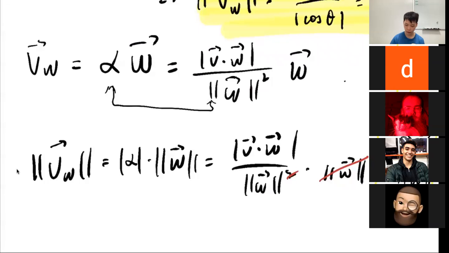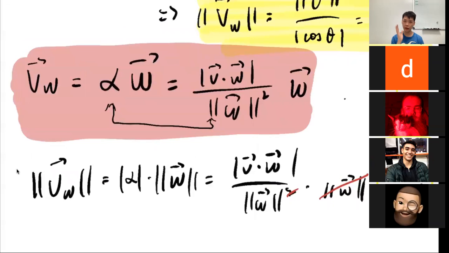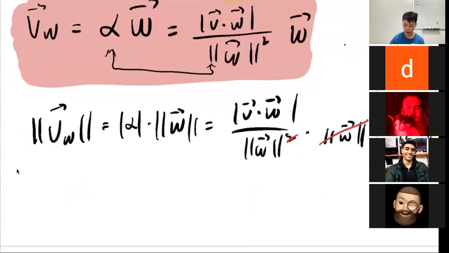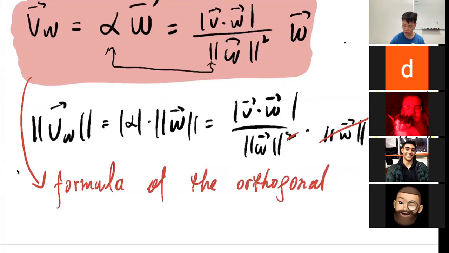Okay. So in general, this is the formula of computing the orthogonal projection of vector V onto vector W.